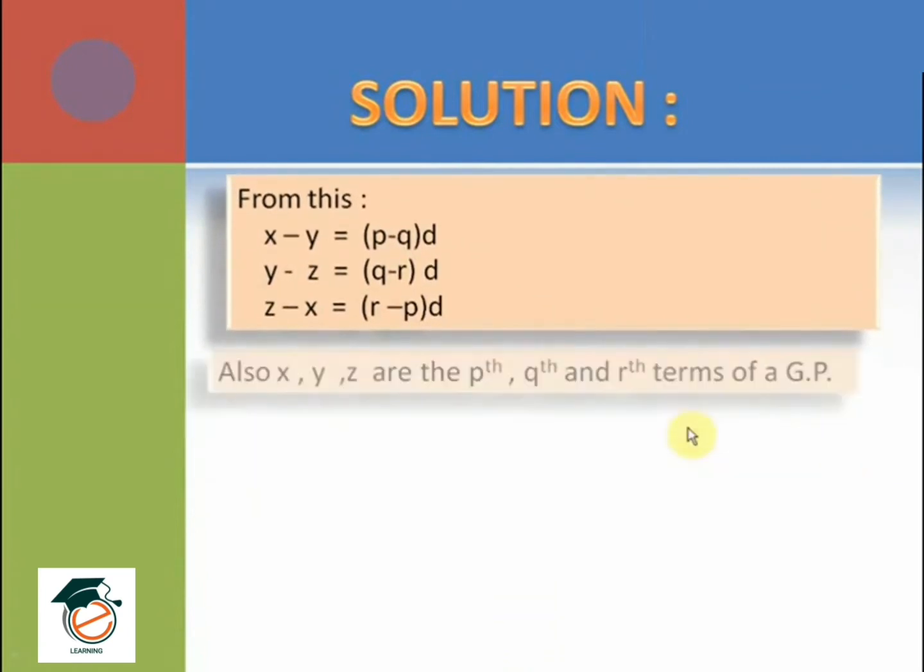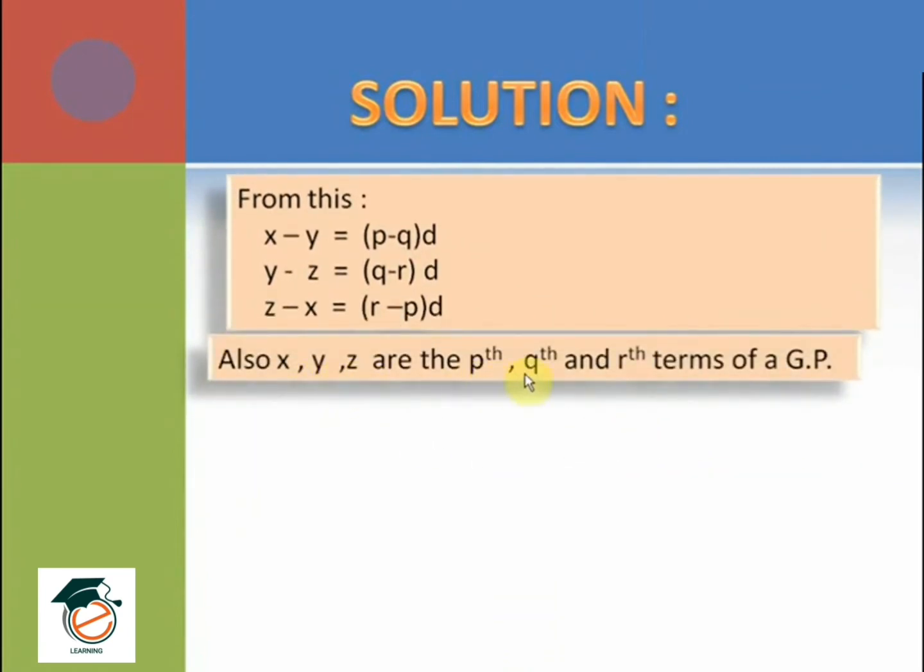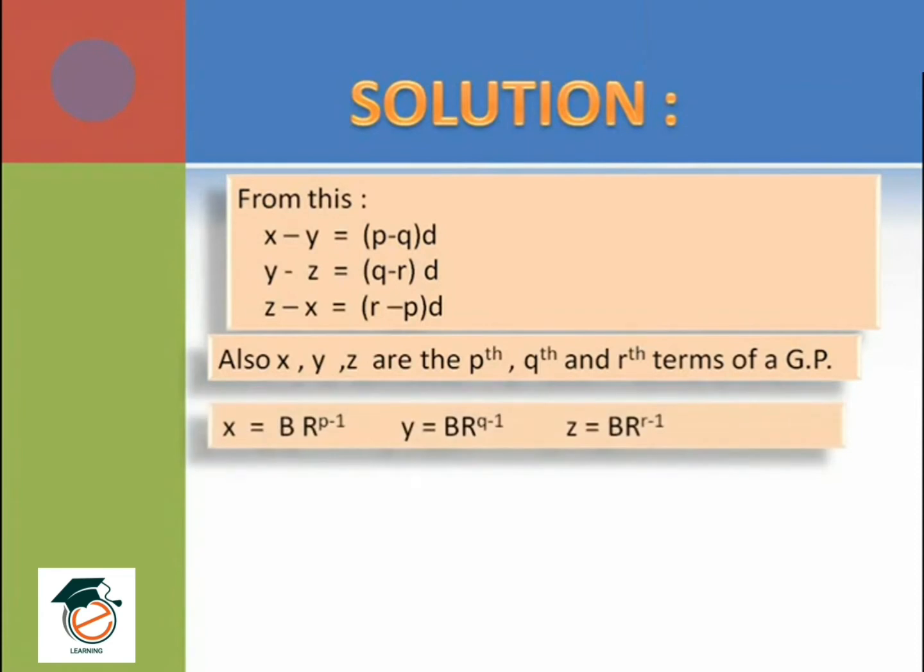Now also given to us is that x, y, z are the pth, qth and rth terms of a GP as well. So let us say that we have a GP in which the first term is equal to b and the common ratio is equal to r. Therefore we can write x equal to b into r to the power of p minus 1, y equal to b into r to the power of q minus 1 and z equal to b into r to the power of r minus 1, as x is the pth term of this GP, y is the qth term and z is the rth term.